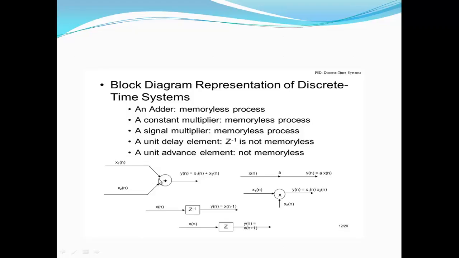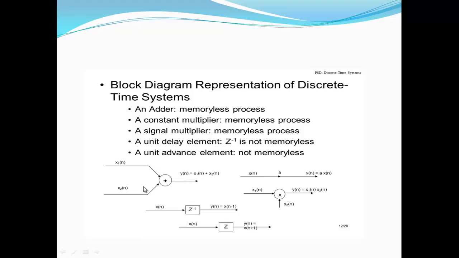So what does the adder do? It simply adds two signals. Now here it's a memory-less process because it doesn't use a previous signal. So you don't need to store your previous signal. Suppose it had been x1 n minus 1, you would be using a previous signal, so then you need a memory to store it.